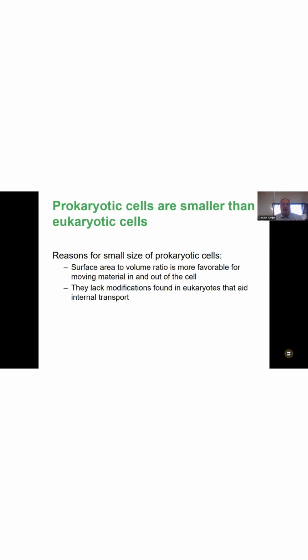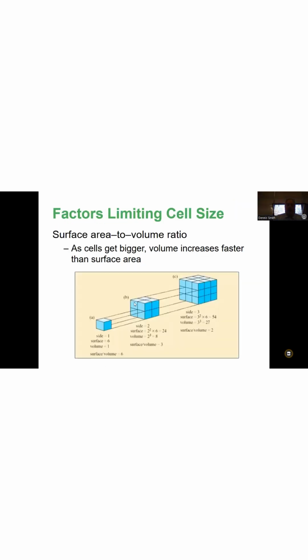So prokaryotic cells are smaller than the regular eukaryotic cells. The surface area to volume ratio is more favorable for moving material in and out of the prokaryotic cells, specifically the DNA, and they lack modifications found in eukaryotes. All right, so here we're talking about surface area to volume ratio.